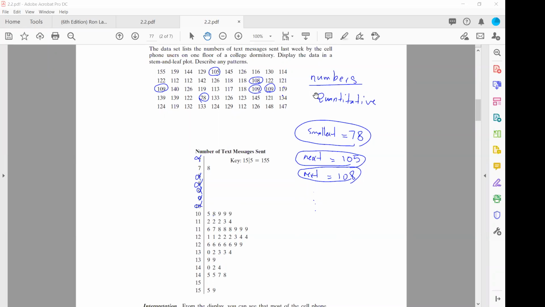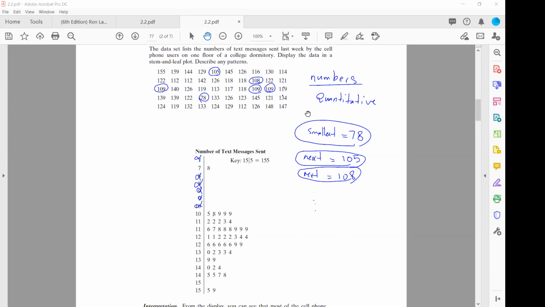How do you know the next number would be 105? You have to look for it. There is no other way. So you have to look at this data. What numbers do I have? The smallest number is 78. After 78, do I have any 79? Any 80? Any 81? Any 82? Any 83? You look for all the numbers.